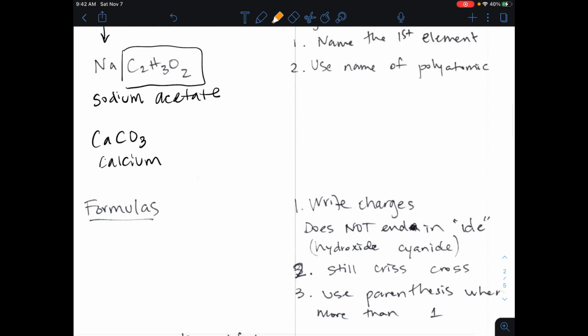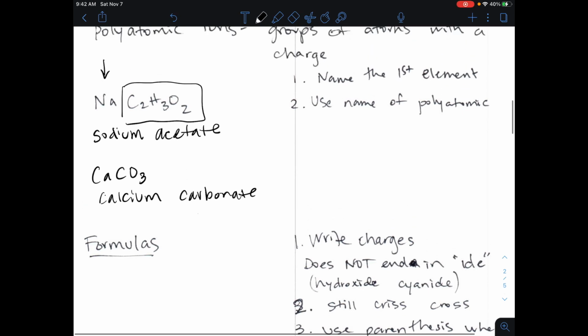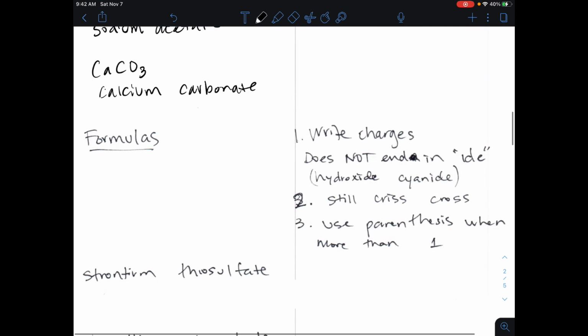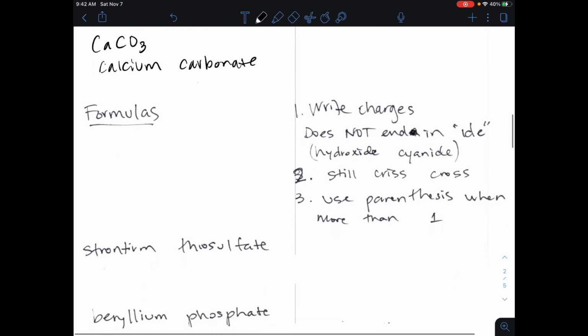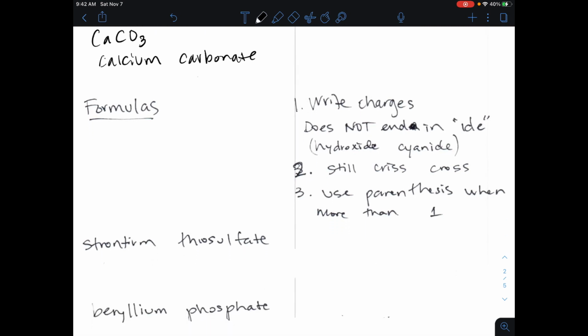Calcium carbonate. That easy, okay? Name the first one, find the second one on the polyatomic ion list, and then name it. Now, when you're writing the formulas, it's more complicated, okay? Because you're still going to do the same thing we did in terms of crisscrossing, but now you have to deal with a lot more numbers and things, so it can get kind of confusing.